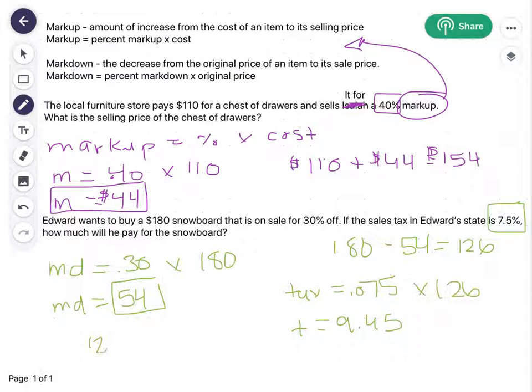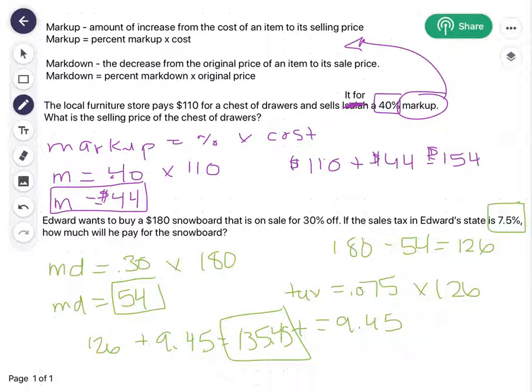So we're going to take that $126 plus $9.45, and that's going to be $135.45. Running out of room here. So this is $135.45. That's going to be our final price of the snowboard after the sale and after the tax is added back on. Okay, so we have markdowns and we have markups.